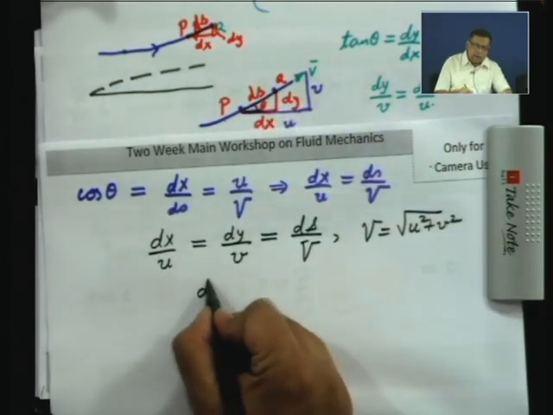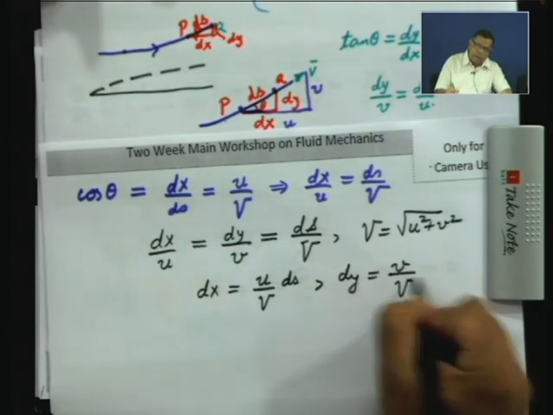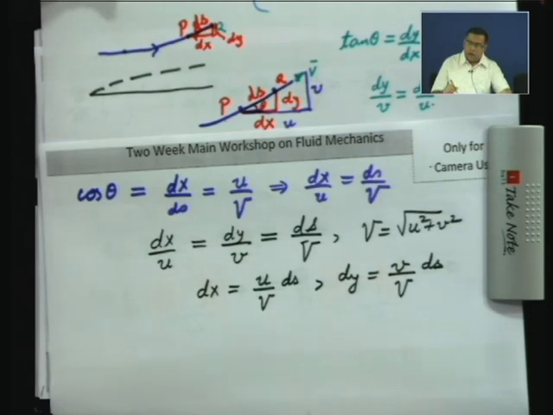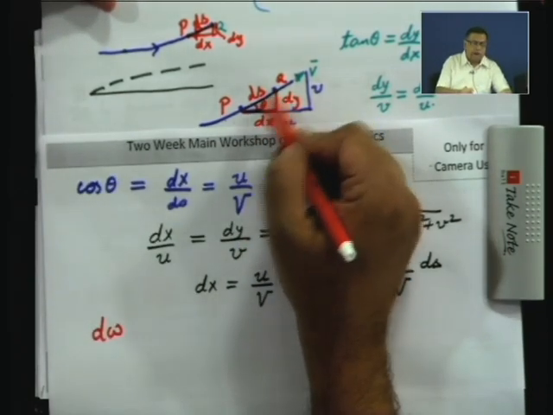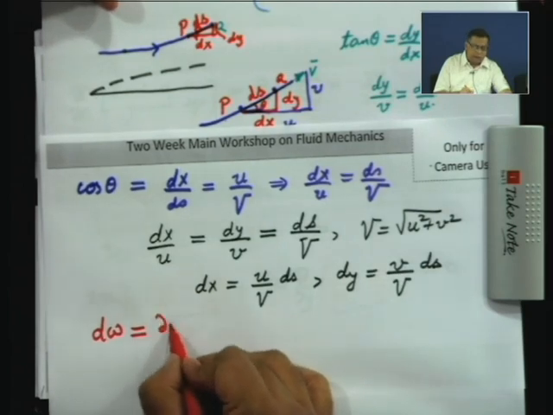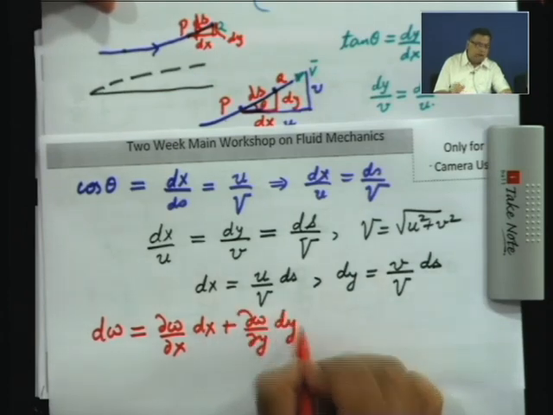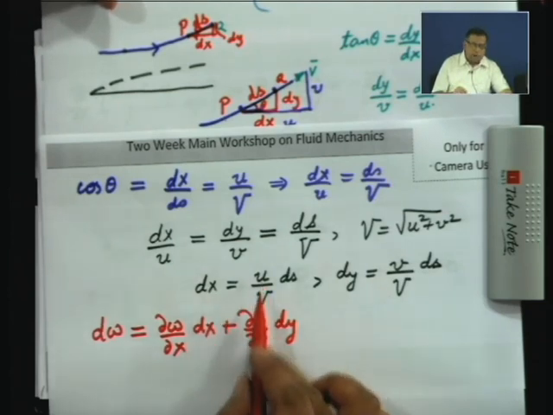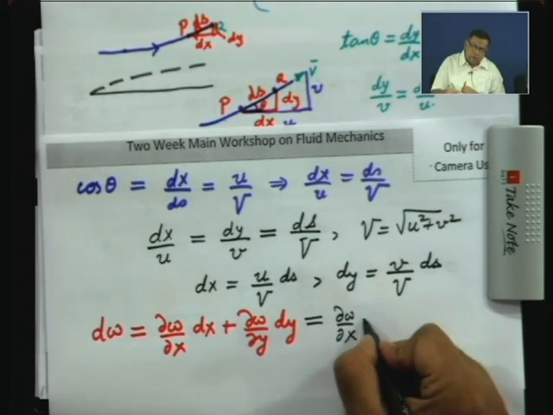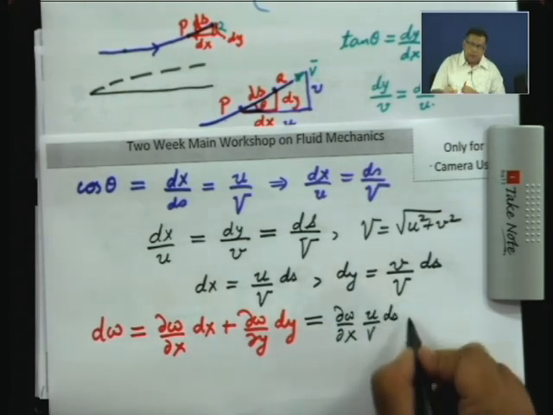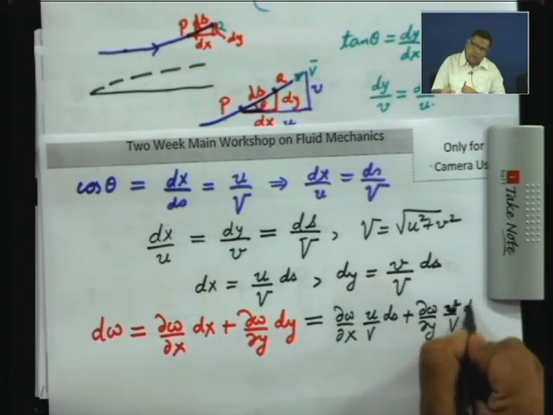So, what you can see is that dx I can write as u by V ds, and dy we can write as small v by capital V ds. Okay. Now, if I want d omega, the change in the vorticity between the point P and the point Q, you know from calculus, because omega is a function of x and y, this is del omega del x dx plus del omega del y dy. Now, dx I can write as u by V ds. So, this quantity I can write as del omega del x into u by V ds, and the other term we can write as del omega del y into v by V ds.